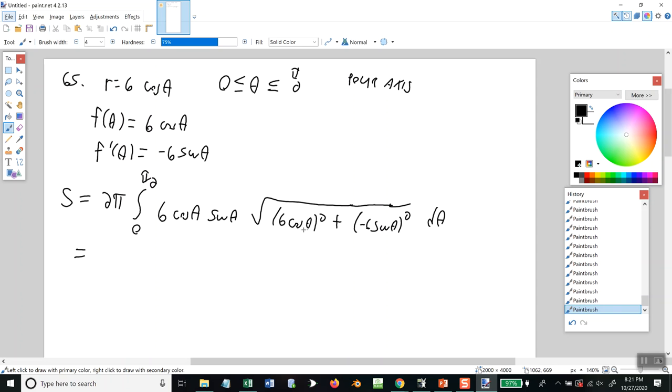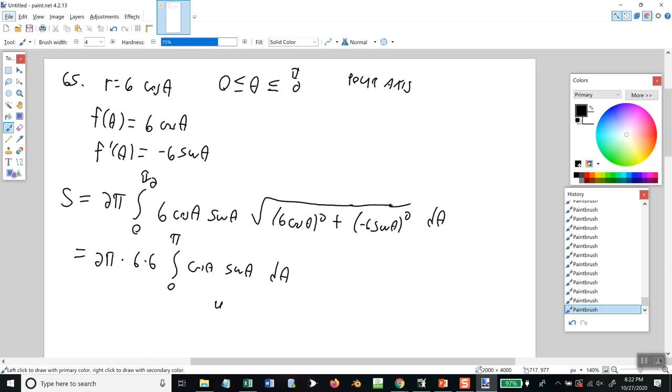Now this would give us 36 cosine squared plus 36 sine squared. Factor 36 out, and what comes out of the square root is a 6. So I got 2 pi, and I'll bring this 6 out and the 6 out of the square root. And what happens to cosine squared plus sine squared inside of the square root? Cancels away. So then you're left with this right here.